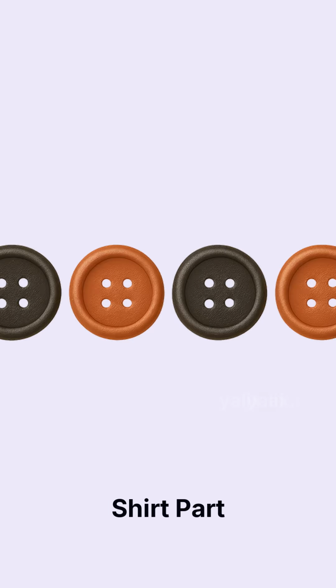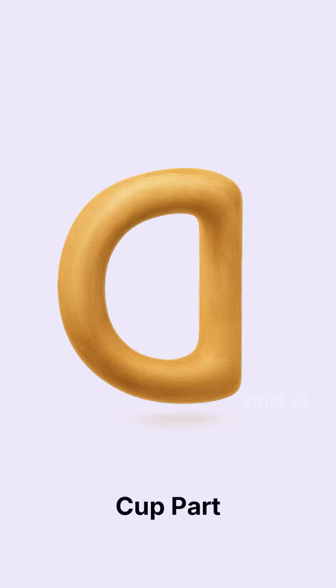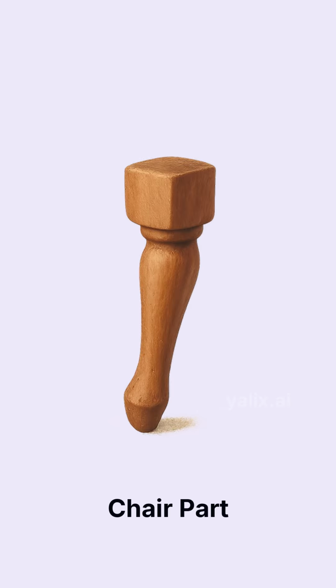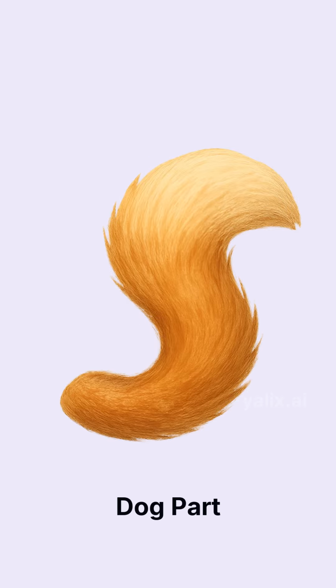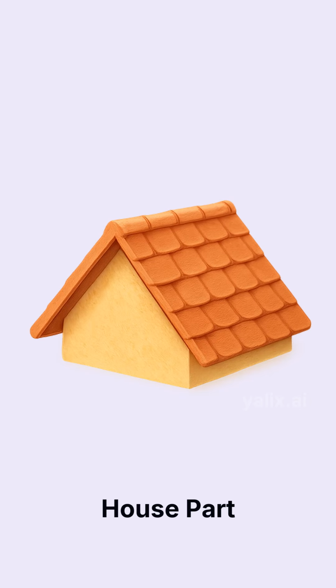Page is part of book. Button is part of shirt. Handle is part of cup. Leg is part of chair. Tail is part of dog. Roof is part of house.